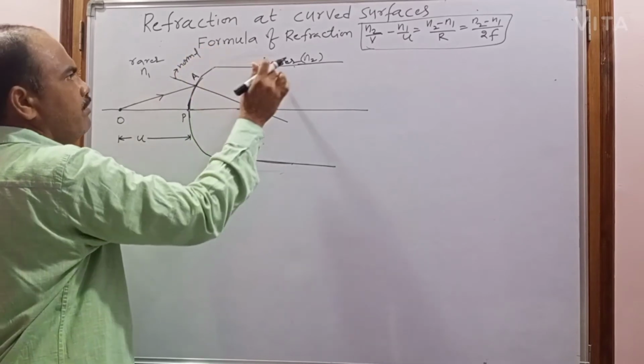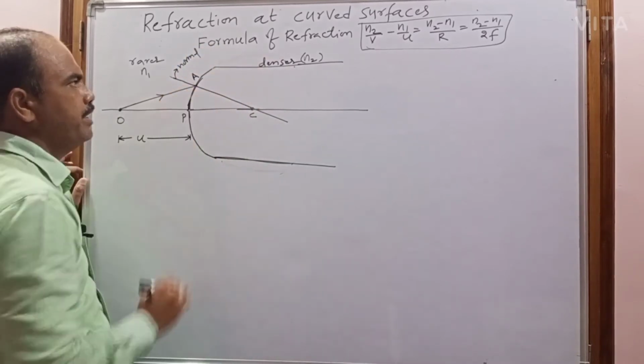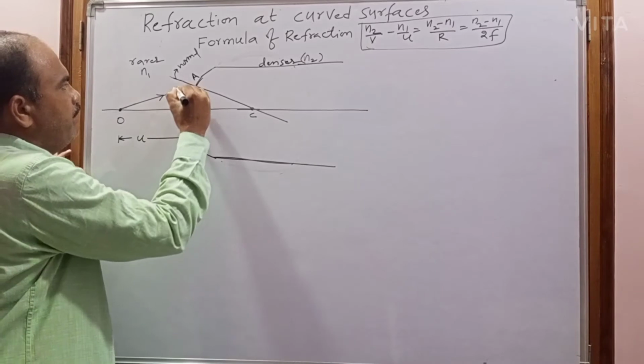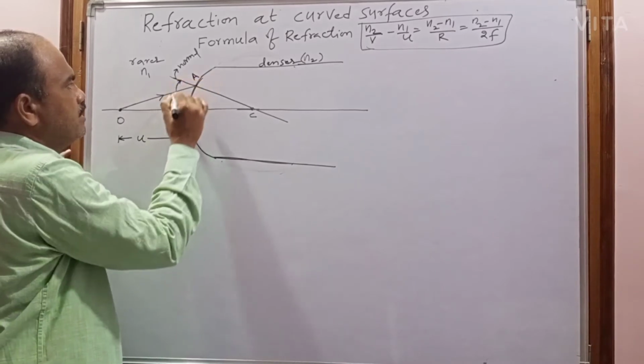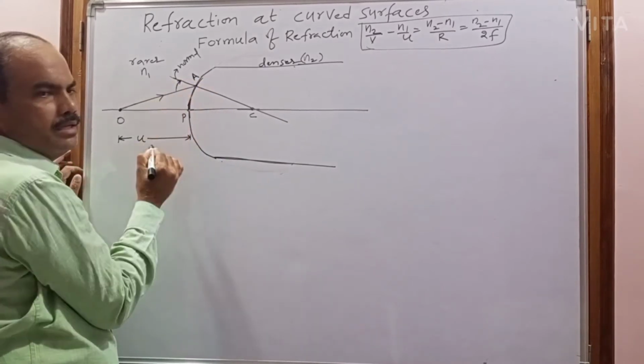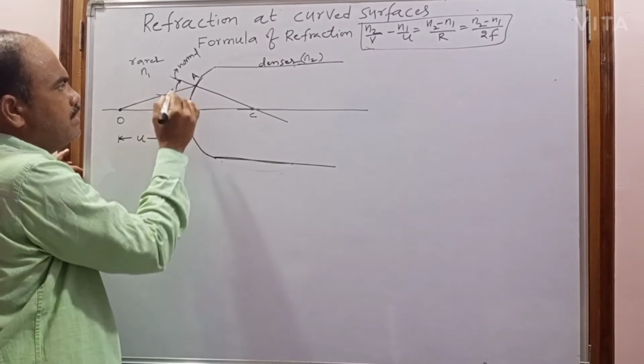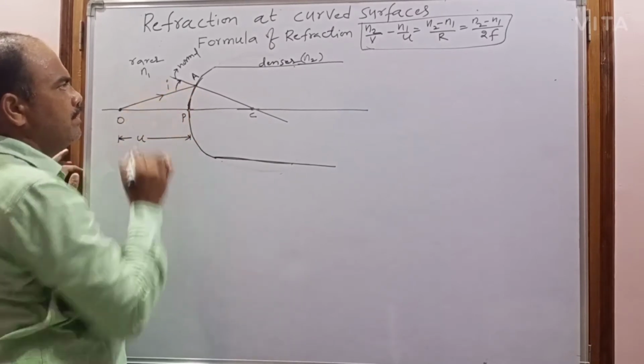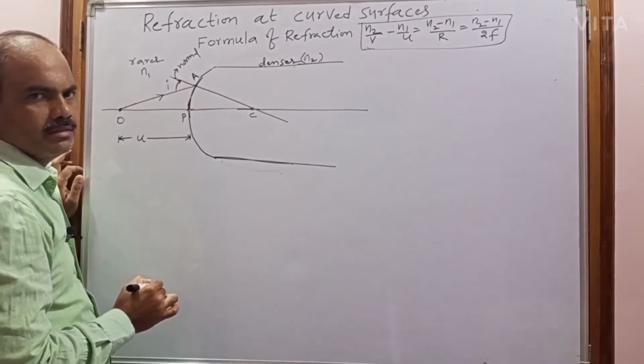This is the normal for this curved surface at point A. Now the angle between the normal and incident ray. This is the normal, and this is the incident ray. The angle between the normal and incident ray will be considered I. This I is called the angle of incidence.